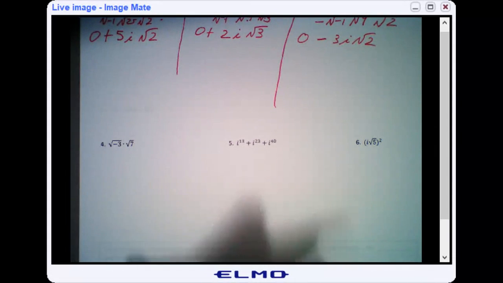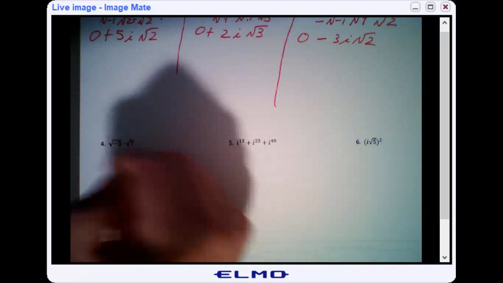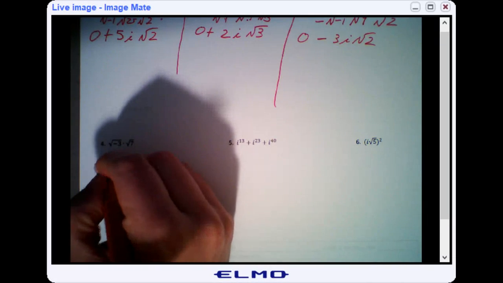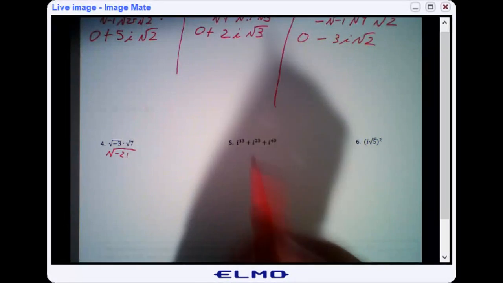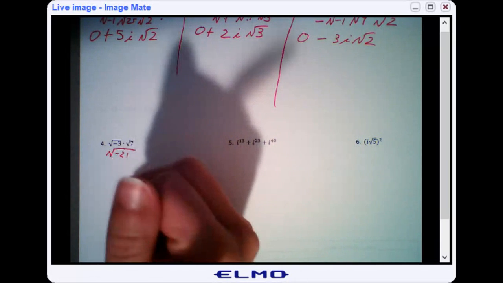For part 4, I'm going to multiply radicals. So I'm just going to multiply the numbers underneath. So I'm going to get the square root of negative 21. I'm going to do that before I start simplifying. I'm going to split this and see if I can simplify it all.